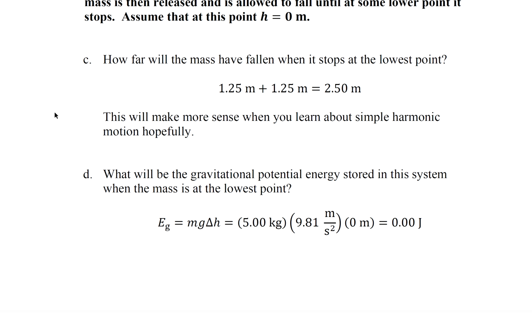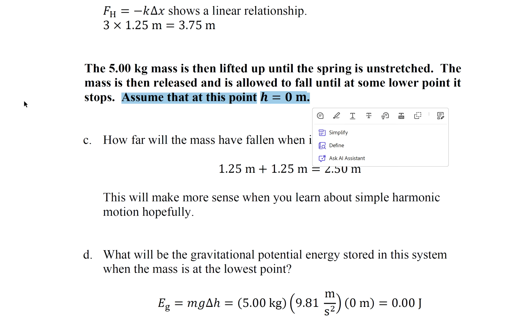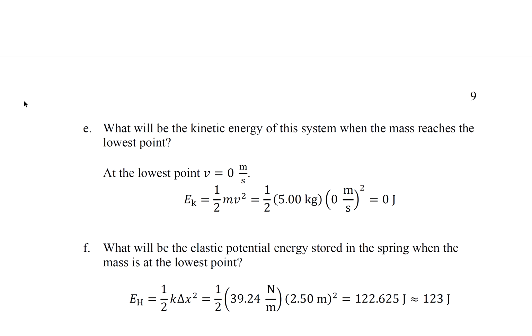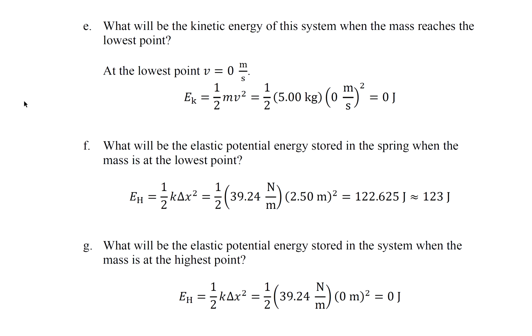Part D, what would be the GPE stored in the system when the mass is at the lowest point? Well, they're saying at the lowest point H is 0. Part E, what would be the kinetic energy of the system when the mass reaches the lowest point? At the lowest point, V equals 0. What would be the elastic potential energy stored in the spring when the mass is at the lowest point? We're going to use this equation.